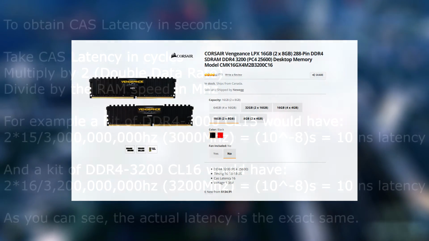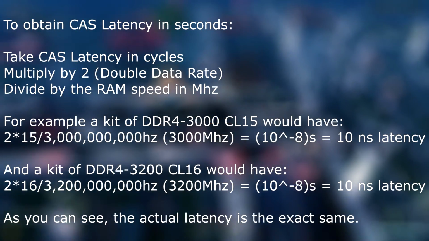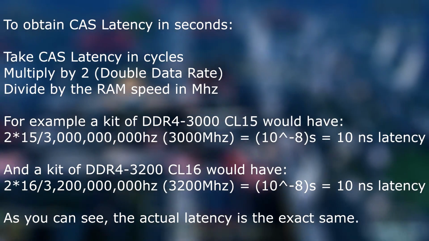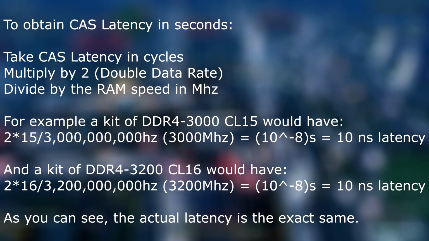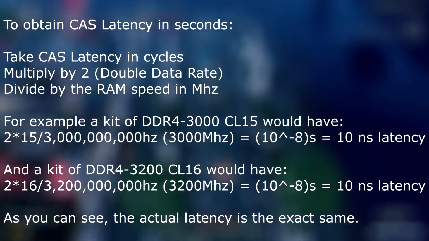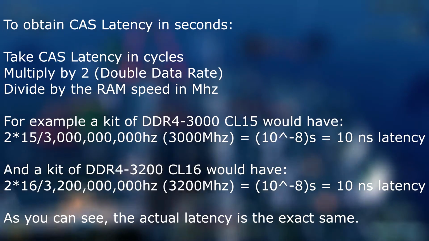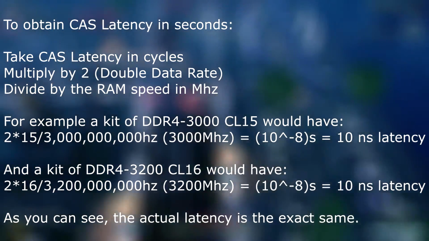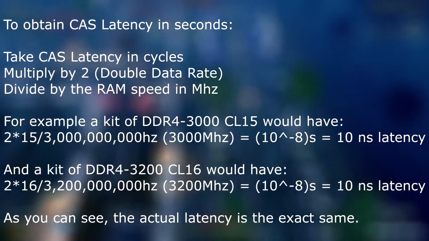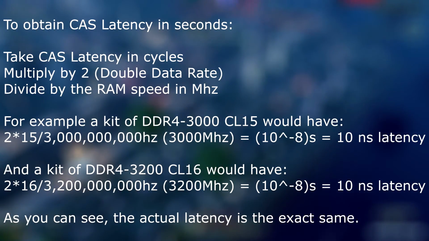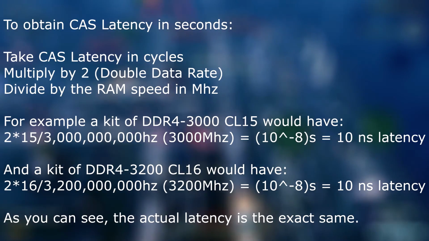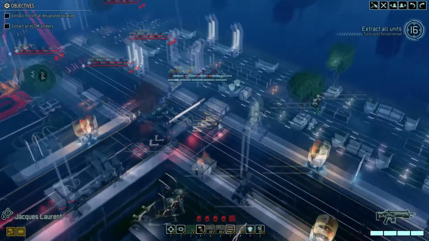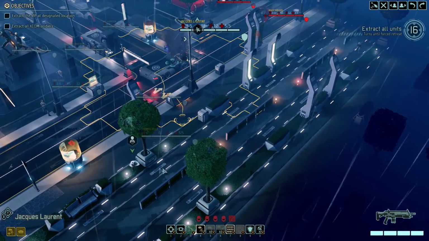When you consider RAM timings, you have to divide the RAM timing as listed by cache latency by the RAM speed that it operates at. So for example, 15 cache latency divided by 3000 megahertz is actually the exact same as 16 cache latency divided by 3200 megahertz. And therefore, these two sticks of RAM would actually respond at the exact same time in terms of nanoseconds. So I've talked a lot about RAM speed and timings.